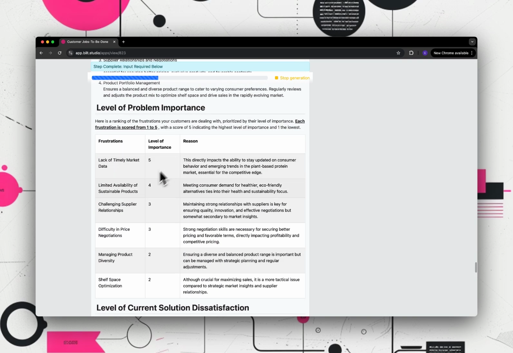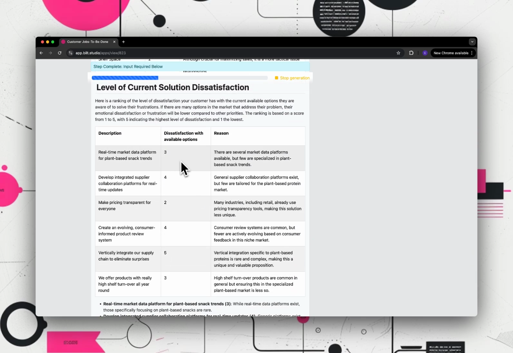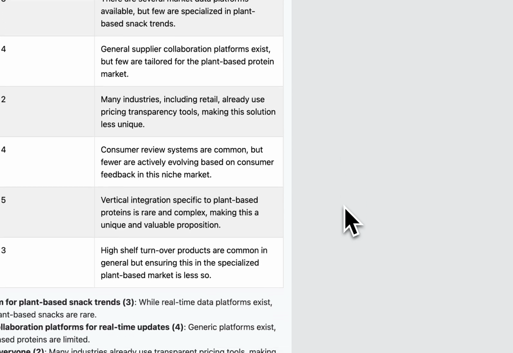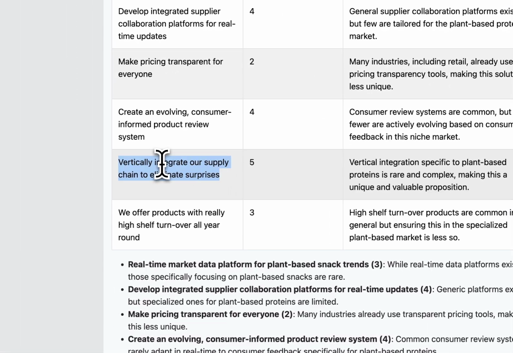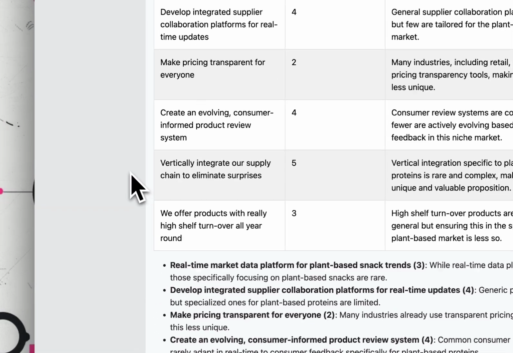Just because this is the most important problem doesn't mean I'm the only one that knows that. So here, where it gets a grade of 3, that's almost average. That's because there's several market data platforms available in market. And this is the important multiplier, where the vertically integrated supply chain to eliminate surprises, that was actually the thing that they don't have a lot of access to.